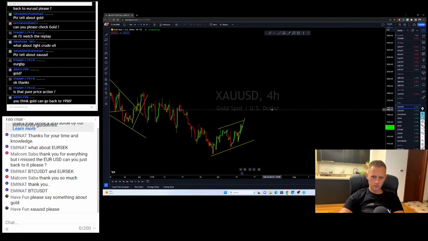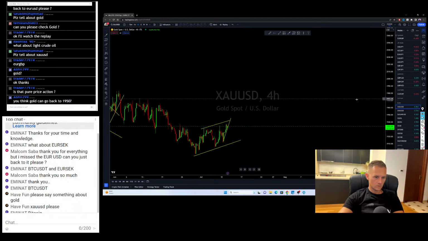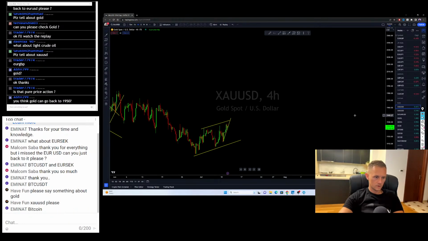You think gold can go back to 1,850? Yes, it can go. There are no limits. It can slightly push higher, it can go up there and then go low. Yes, it's possible that it can go that much higher. The possibility exists over there.